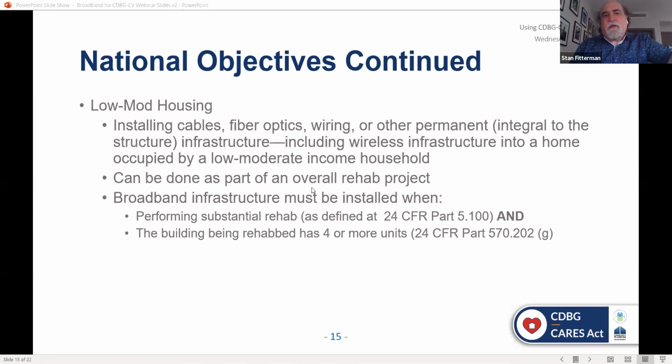So if we're installing things into a house, then we have the low mod housing national objective. In this case, we're installing cables, fiber optics, wiring, anything permanent to the structure, and that is going to be low mod housing. It can be done as part of an overall rehab project. And here's something I learned that I did not know before preparing for this. If you're doing substantial rehab on rental housing that has 4 or more units, or on a building that has 4 or more units, then you're required to add broadband infrastructure into the units.